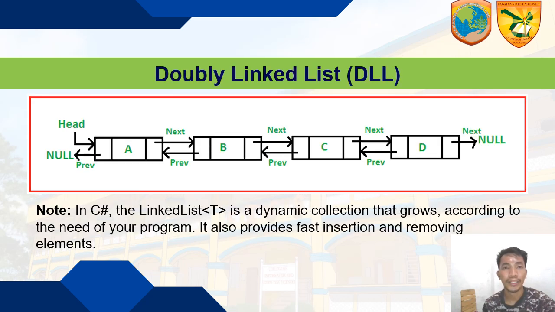As we move forward, LinkedList<T> is a generic collection class in C# which implements a double-ended linked list and is used to store a collection of the same type of values. It is a doubly linked list, what you see on the screen now. Therefore, each node points forward to the next node and backward to the previous node.